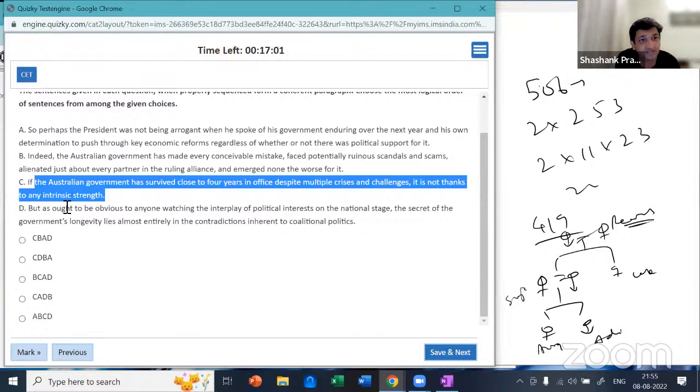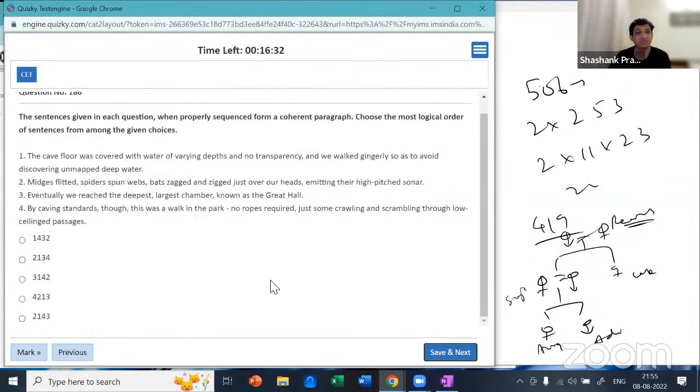Okay, CD, but the secret lies in contractions, coalitional politics. Okay, CD indeed has a conceivable mistake. A can be the last one because it is a nice endpoint. Okay, I don't know. I'll go for CD.